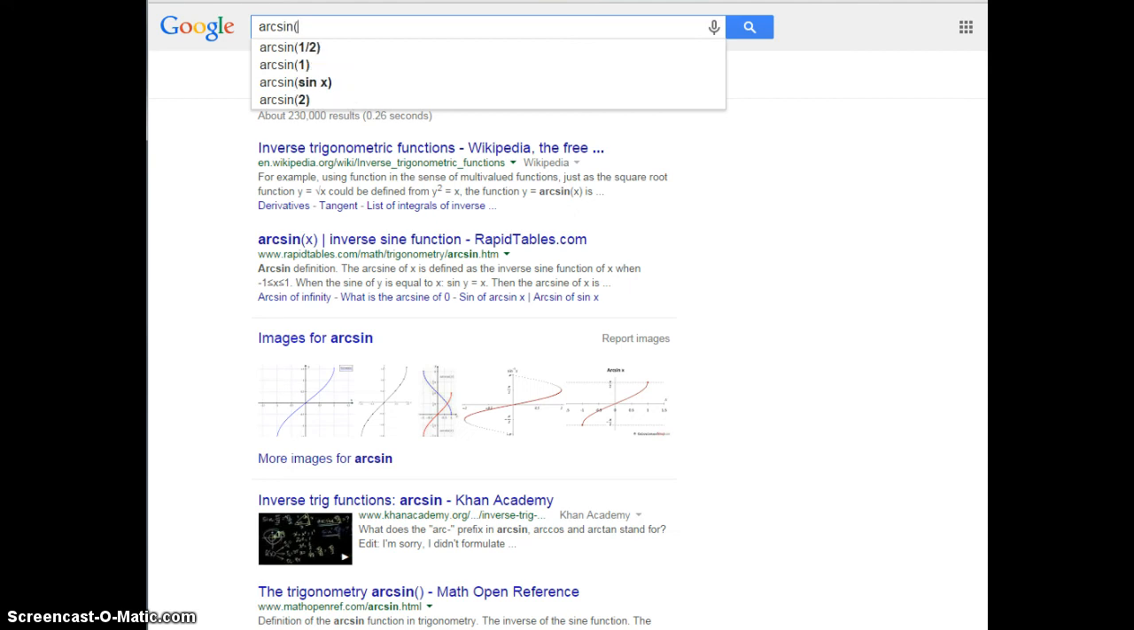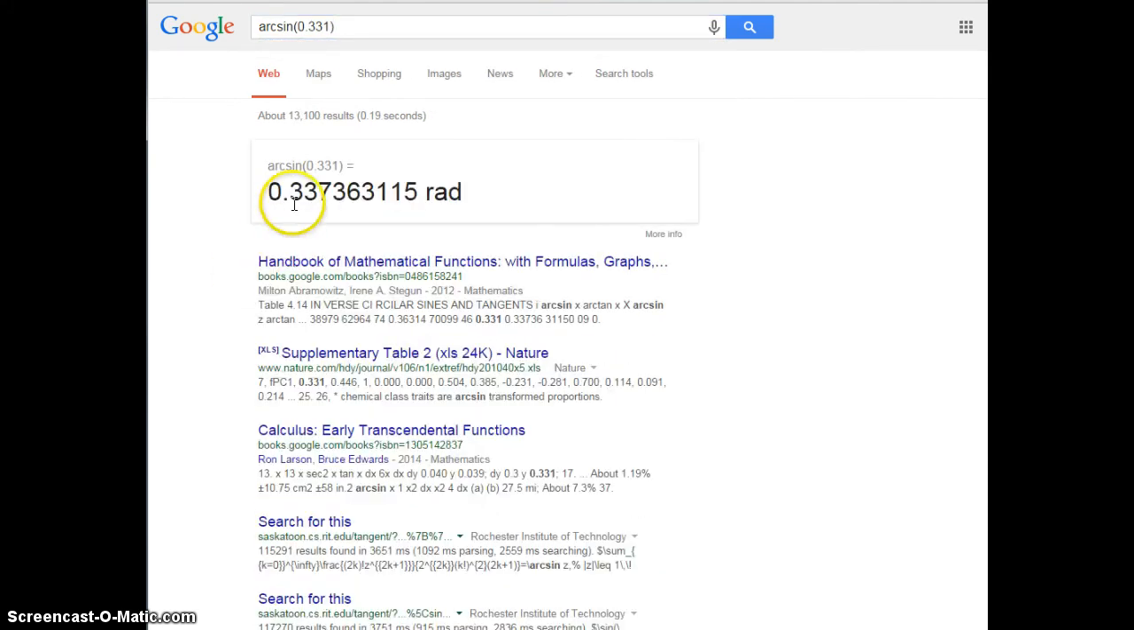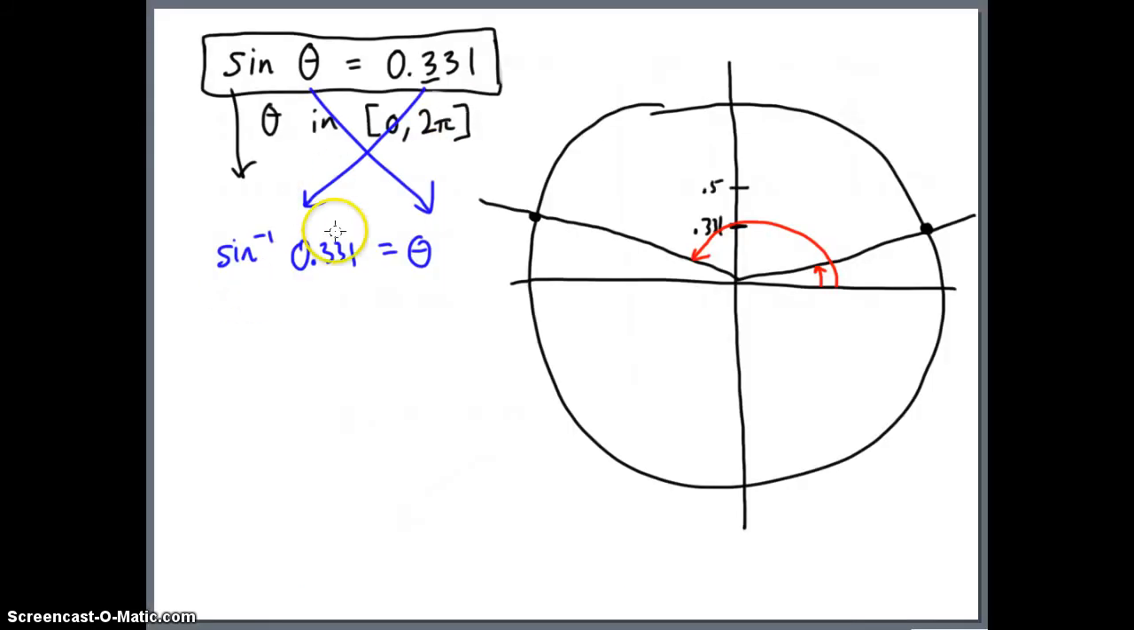Arcsine of 0.331, and what I get is 0.337 radians. So let's copy that down over here. Theta is approximately 0.337 in radians. Just as a reminder, this is pi over 2 radians right here, at 90 degrees, and here theta is approximately 1.57. Okay, so our angle, this 0.337, is probably this angle right there.